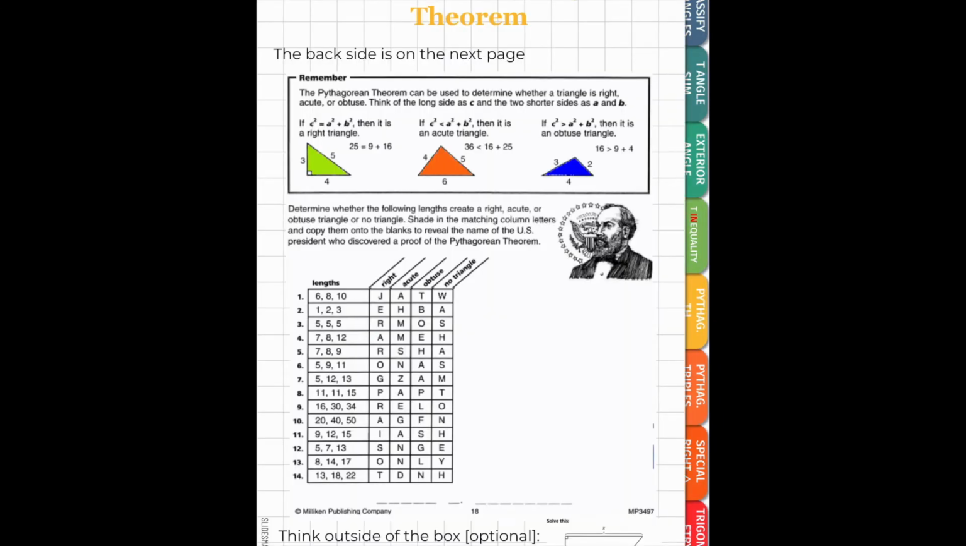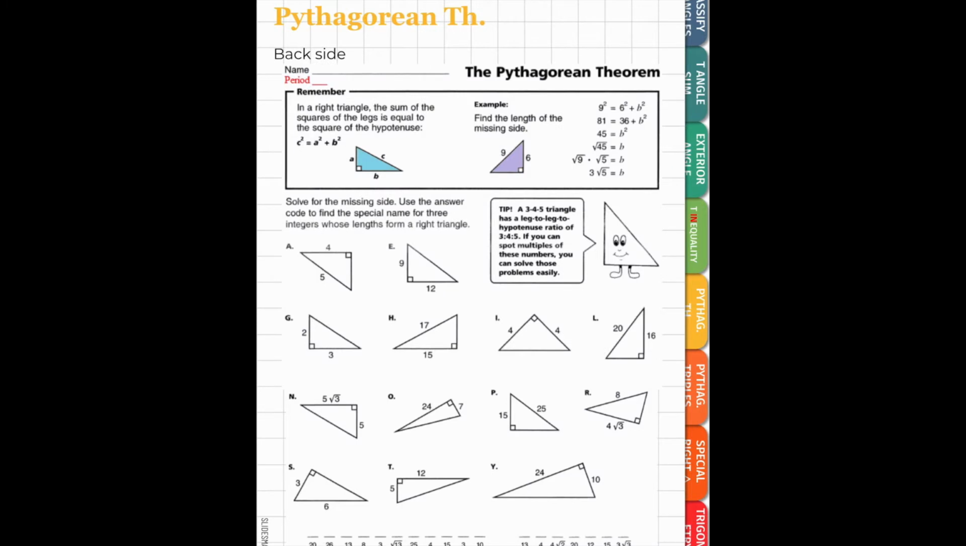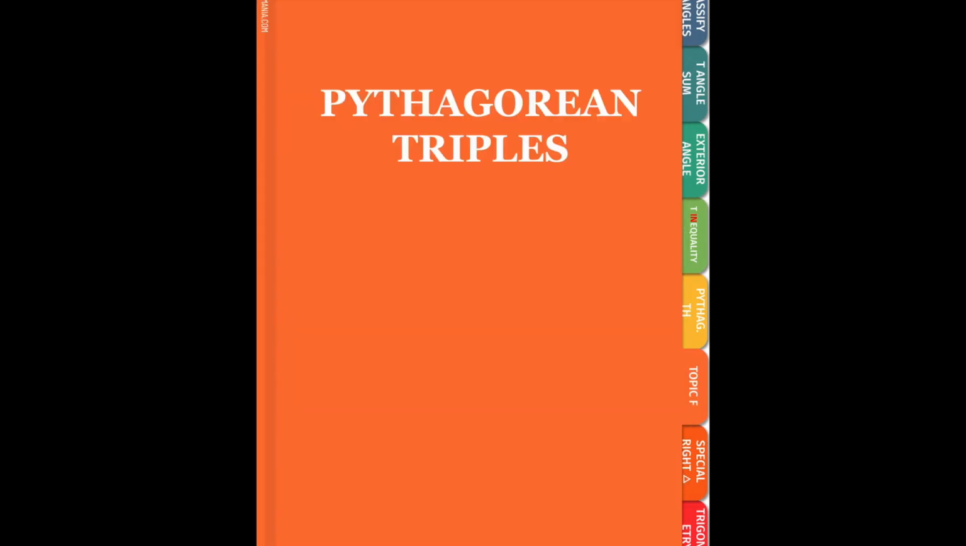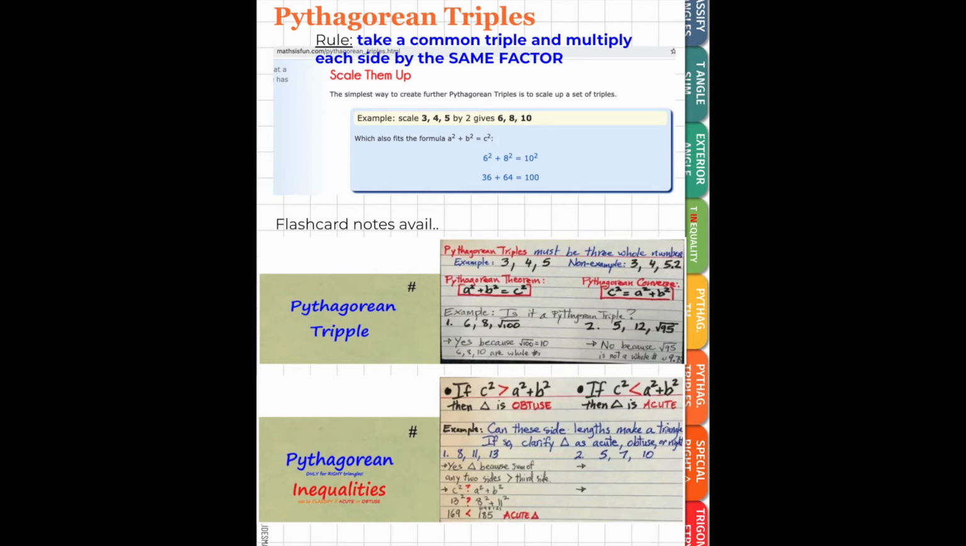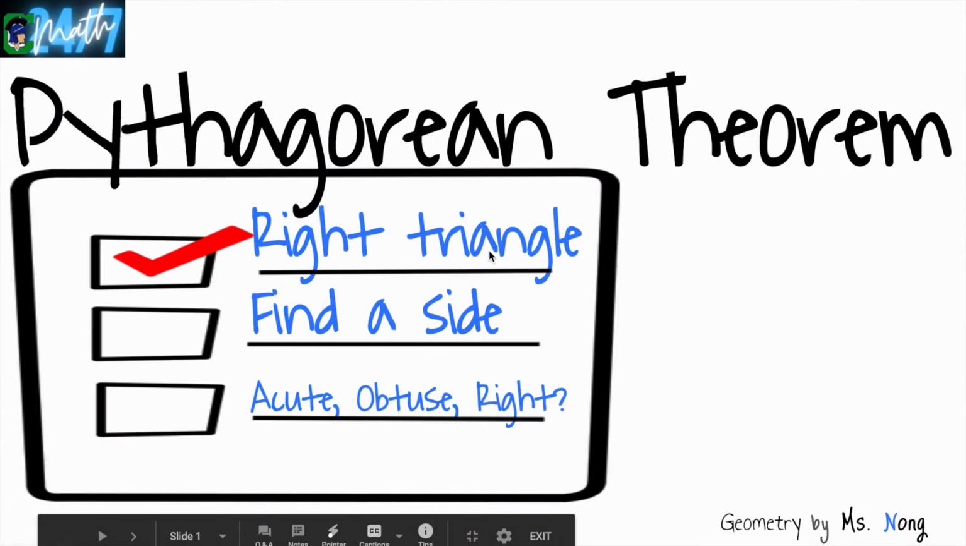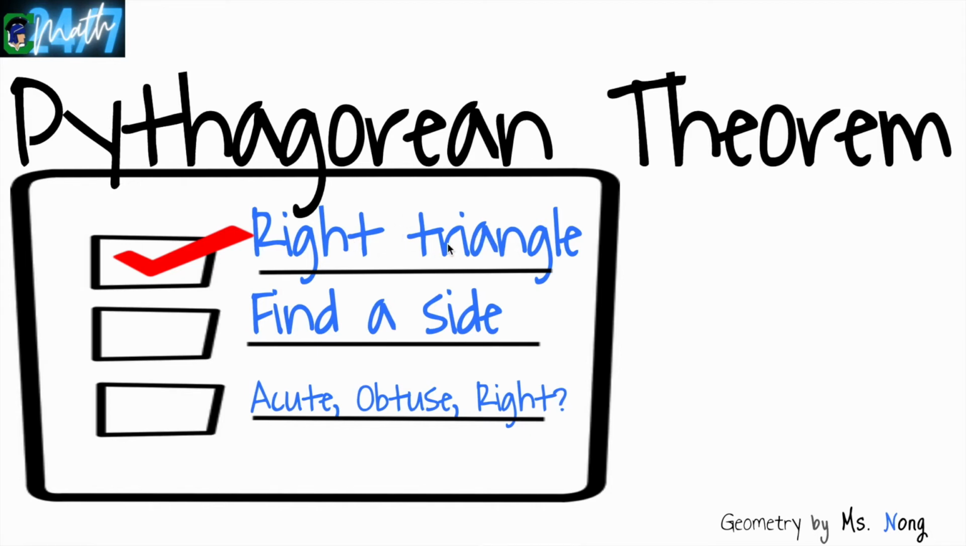Here are the practice problems that we are going to show you how to solve using the converse of the Pythagorean Theorem as well as the Pythagorean Theorem. And then finally, we're going to end with the Pythagorean triples. Here are the related flashcards, notes, and Pythagorean Theorem. Remember, it's only used for a right triangle. And you can use the Pythagorean Theorem in the right triangle to find a missing side, or to check if the triangle is an acute triangle, an obtuse triangle, or a right triangle.